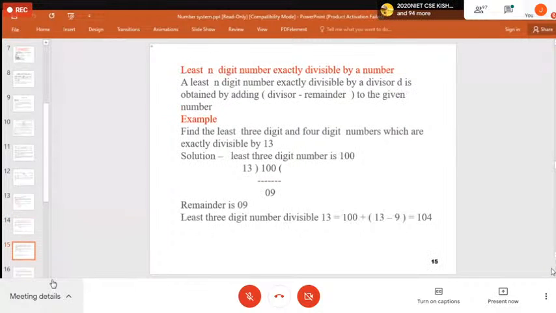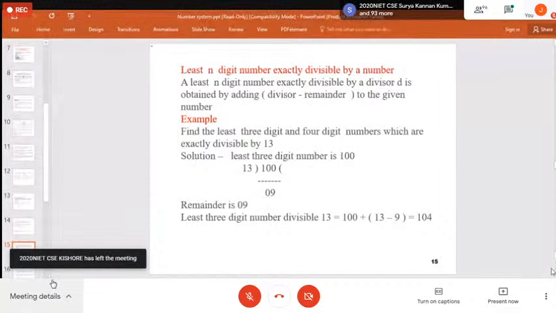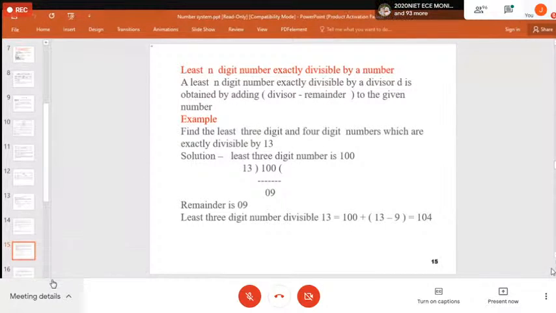Next is the least n-digit number exactly divisible by a number. The least n-digit number exactly divisible by a divisor is obtained by adding divisor minus remainder to the given number. Example: find the least 3-digit number and the least 4-digit number which is exactly divisible by 13.